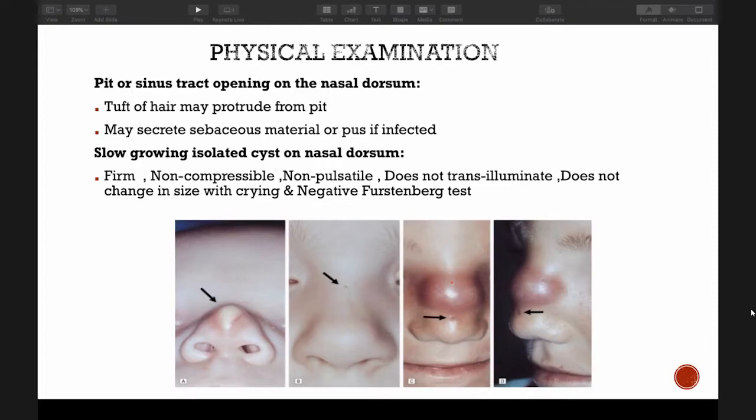It is a slow-growing, isolated cyst on the nasal dorsum. On examination, we will find it firm, not compressible, not pulsatile, does not transilluminate, and does not change in size with crying.